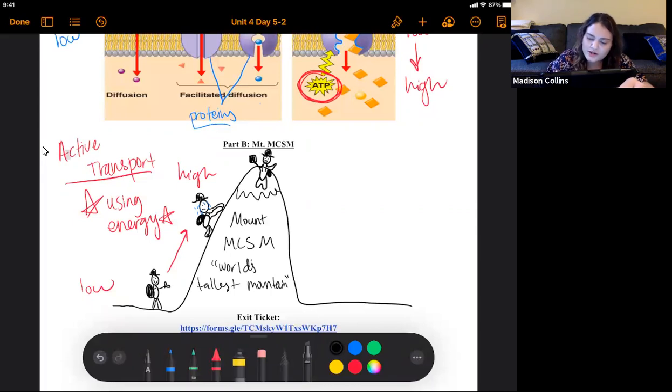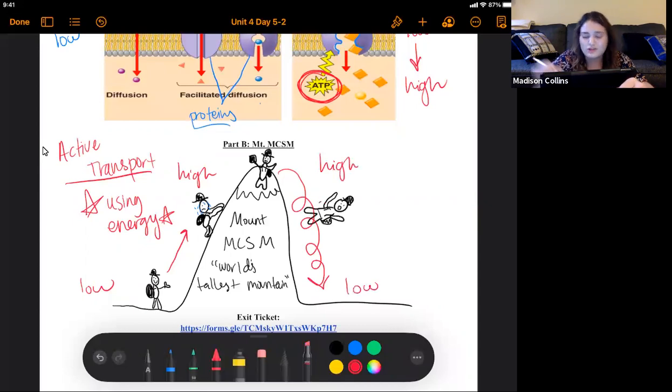While you were celebrating, you accidentally tripped and you fell down the mountain. Oh, so here is a picture of you flailing in the wind. At least you got your selfie. You're falling down this mountain. Oh no. But you're still wearing your adventurer hat. All right, so here you are traveling from high concentration to low.